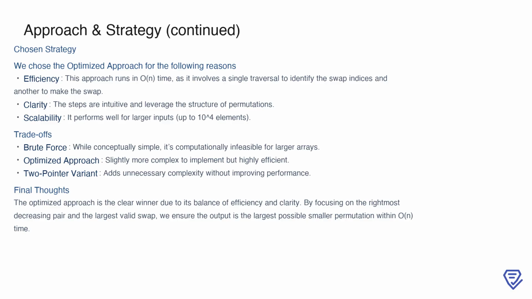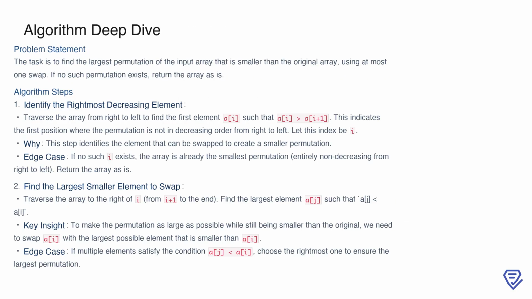By focusing on the rightmost decreasing pair and ensuring the swap creates the largest possible smaller permutation, this solution effectively meets the problem's requirements within the constraints of O(n) time. In this problem, we're tasked with finding the largest permutation of the input array that is still smaller than the original array, using at most one swap. If no such permutation exists, we simply return the original array.